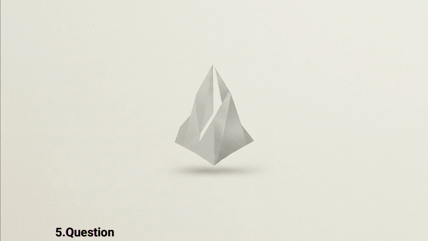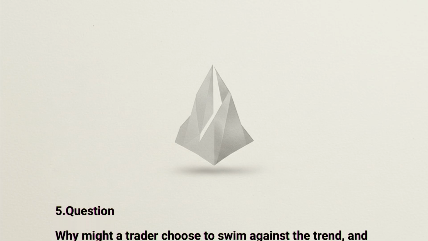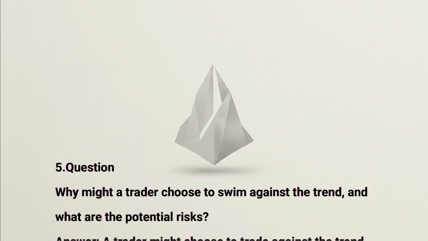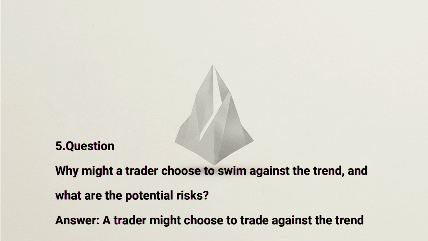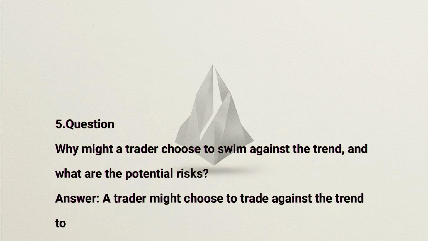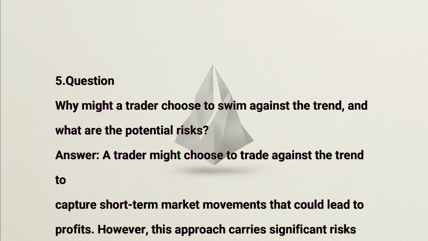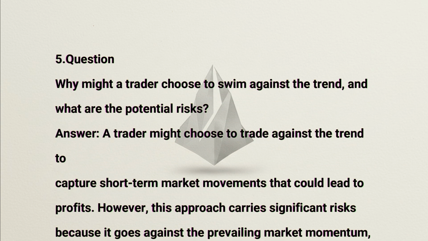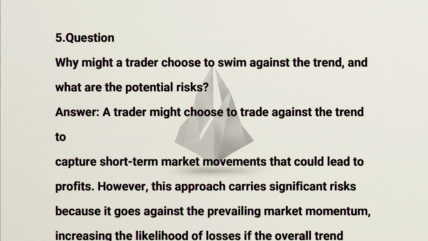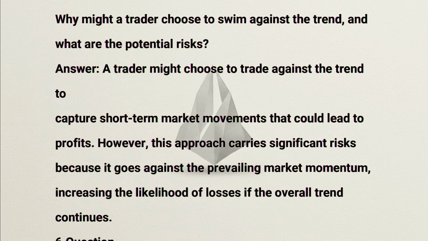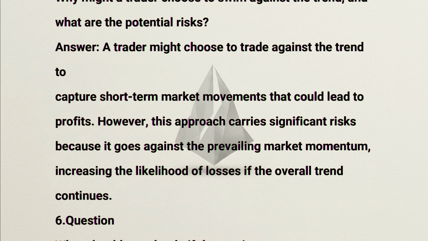5. Question: why might a trader choose to swim against the trend, and what are the potential risks? Answer: a trader might choose to trade against the trend to capture short-term market movements that could lead to profits. However, this approach carries significant risks because it goes against the prevailing market momentum, increasing the likelihood of losses if the overall trend continues.